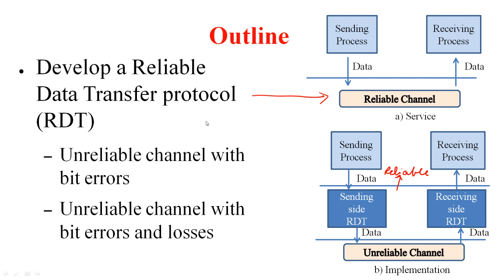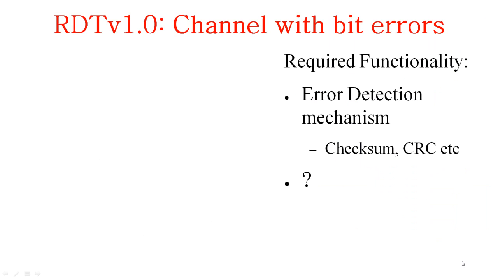So what we will do here is start out with an unreliable channel with bit errors only and then slowly add losses on top of it, and we will incrementally build the reliable data transfer protocol. First we will look at a channel with bit errors. What this means is the packet can get corrupted but not lost. In other words, you will receive the packet, but it can have some bit errors as part of it.